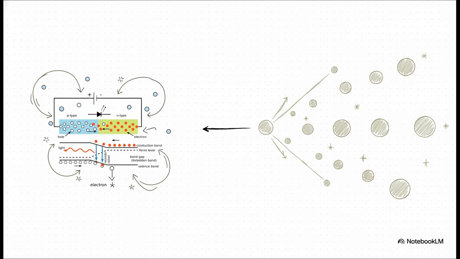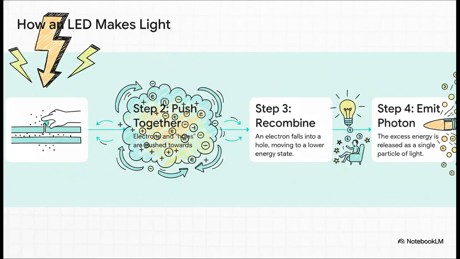Eventually, it falls back down to where it wants to be, its lower energy state. And when it falls, it releases that extra energy as a single, tiny particle of light, a photon. So let's walk through it step by step.